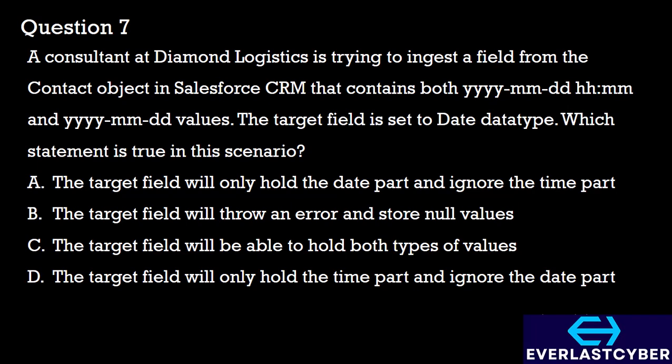A. The target field would only hold the date part and ignore the time parts. B. The target field will throw an error and store null values. C. The target field will be able to hold both type of values. D. The target field will only hold the time part and ignore the date part. For this, we'll be going with option A.